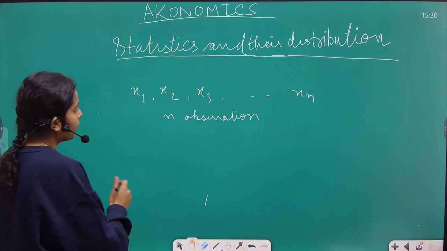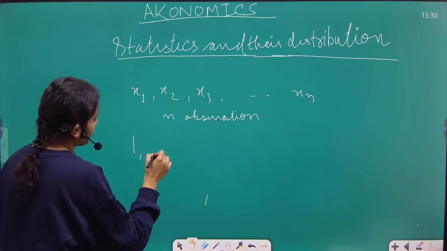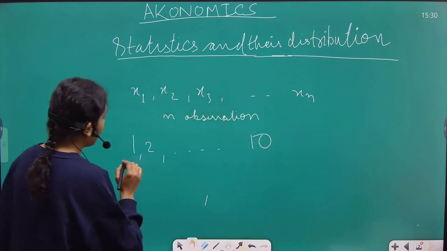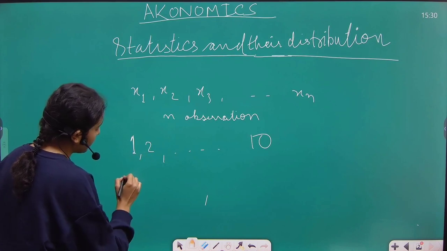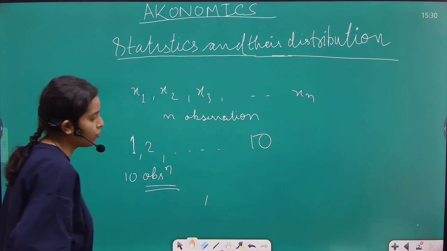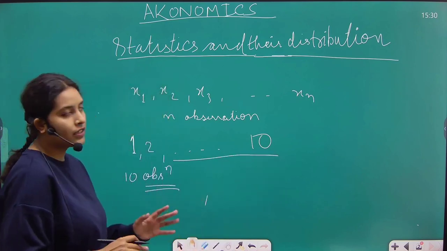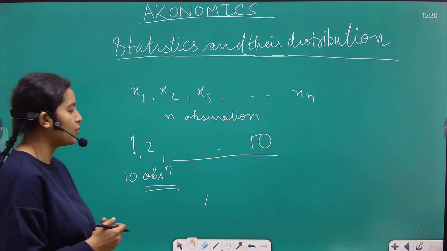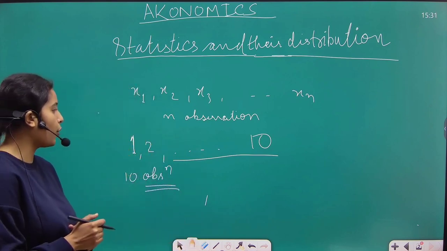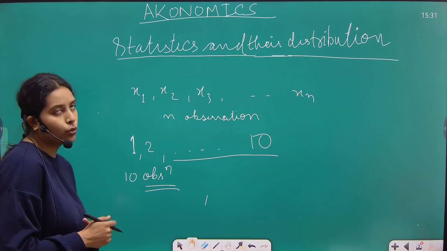For example, from a set of numbers, we select 10 numbers, 1 to 10. So it is a sample of 10 observations from n natural numbers. So it is a sample of 10. Like this, any small sample or any small set of observations which we select from a huge population is called a sample. So there are two things.